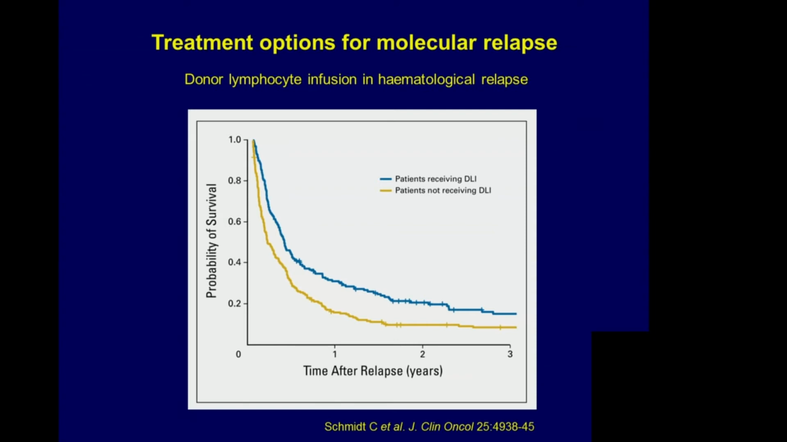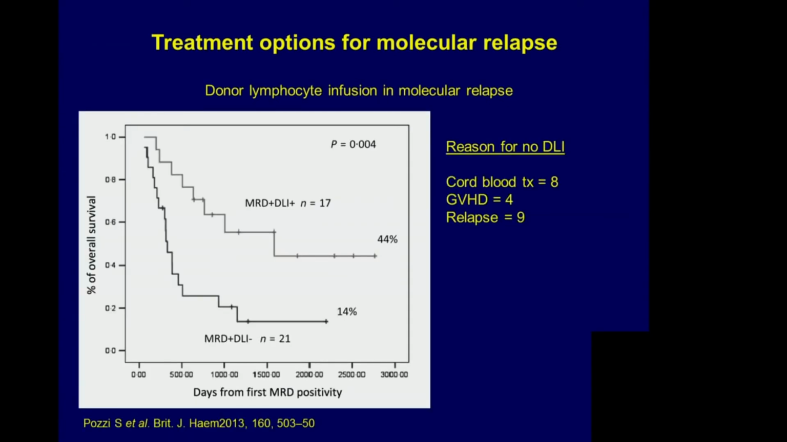So can we do better by treating patients at molecular relapse before they come to frank relapse? And the answer is probably yes. So this is a small study which was published by an Italian group a few years ago, looking at patients who were MRD positive using the WT1 Q-PCR assay. So this is an assay which is not particularly leukemia specific or sensitive and has largely fallen out of routine use. However, what you can see for those patients who received donor lymphocyte infusion at MRD positivity, they had a significantly longer overall survival than those patients who did not receive DLI.